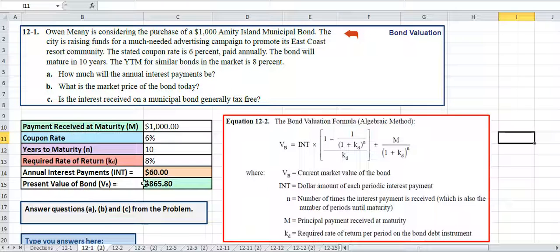And so the only thing you'll have to do for 12.1 is find out whether or not the interest received on a municipal bond is generally tax-free, or if you have to pay tax on it. Okay.